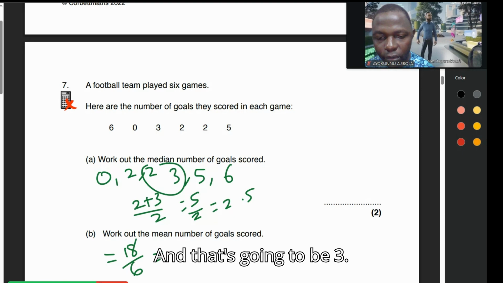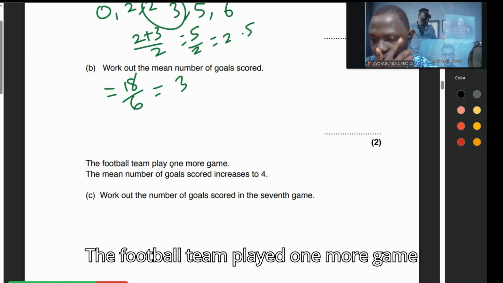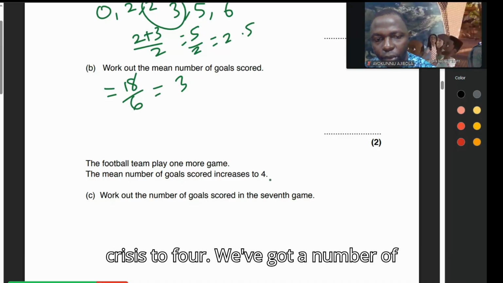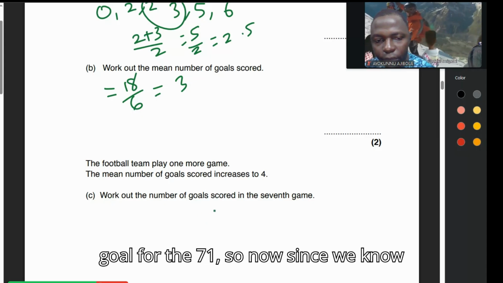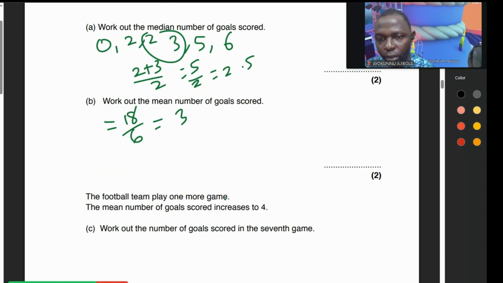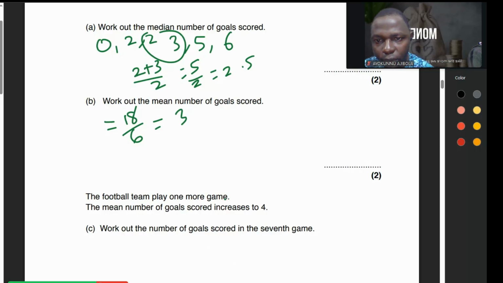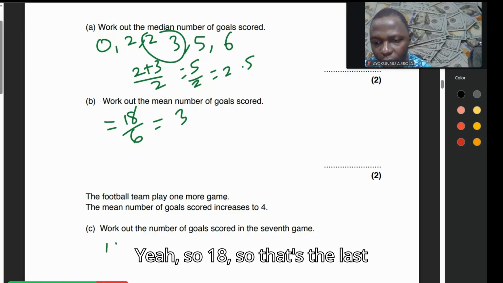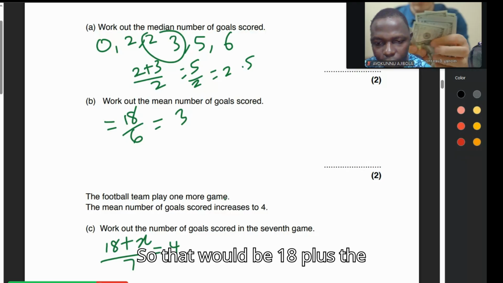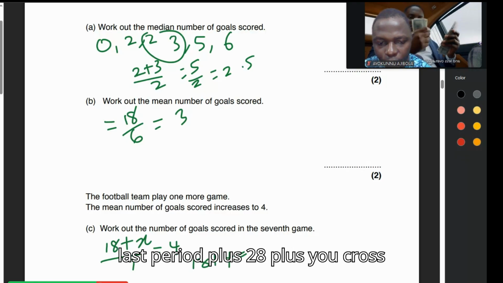And that's going to be 3. The football team played one more game, and the mean number of goals scored increases to 4. Work out the number of goals for the seventh one. Since we know the mean of 6, the total of 6 is 18. So 18 plus the last score, divided by 7, equals 4. So that would be 18 plus the last score equals 28.